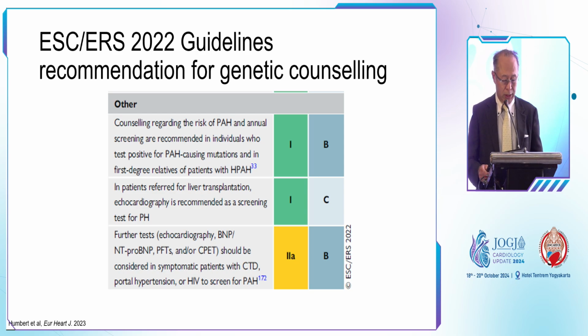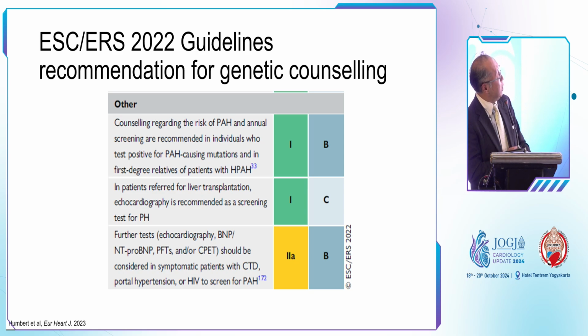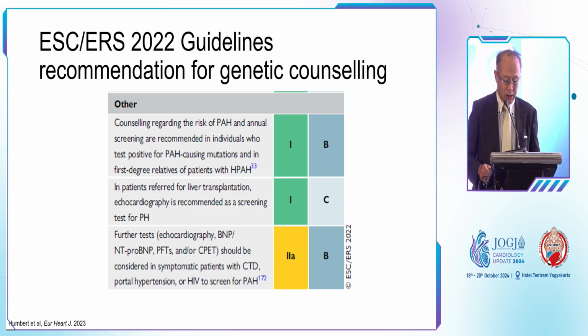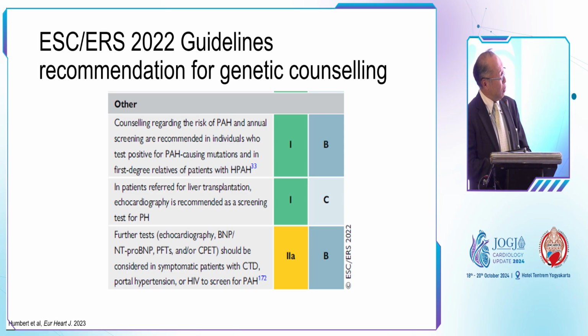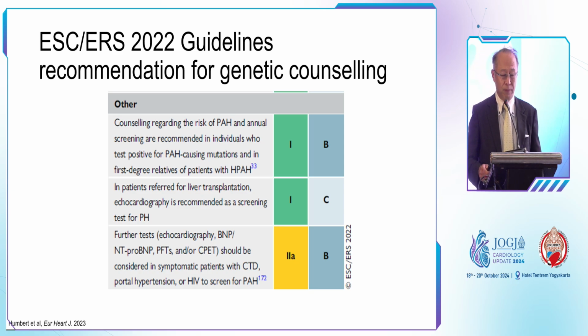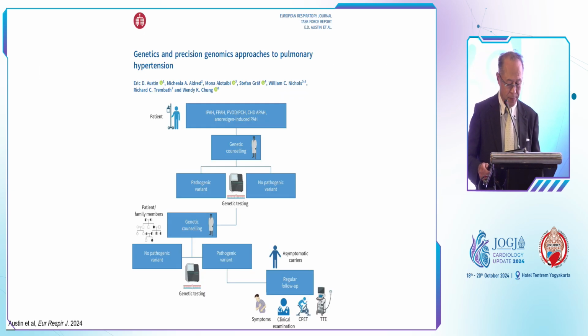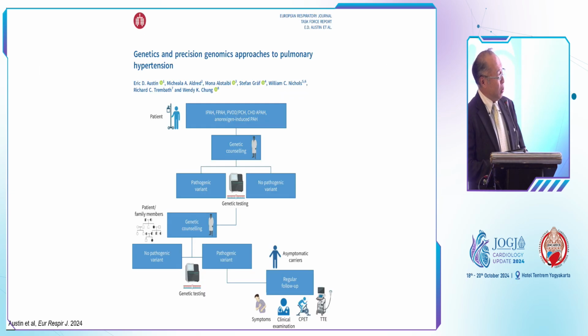So based on these, the ESC and ERS 2022 guidelines recommend counseling regarding the risk of PAH, and annual screening is recommended in individuals who test positive for PAH-causing mutations like BMPR2 mutations, as a class 1 recommendation with evidence level B.